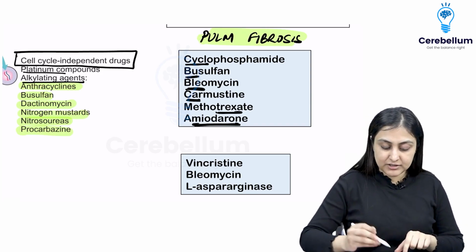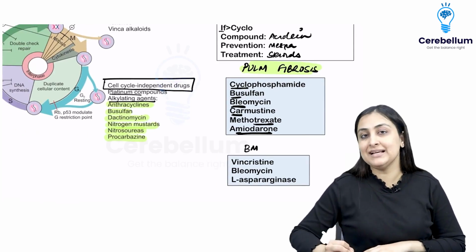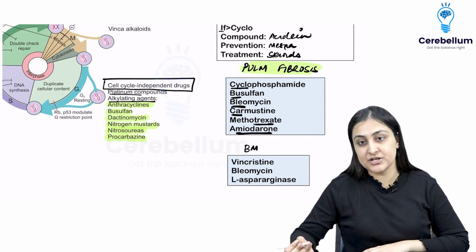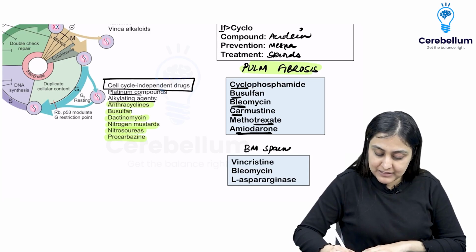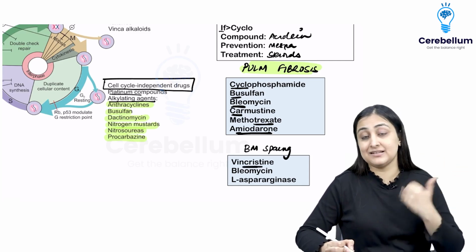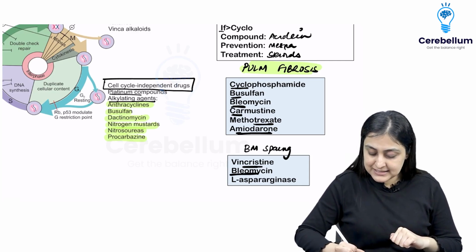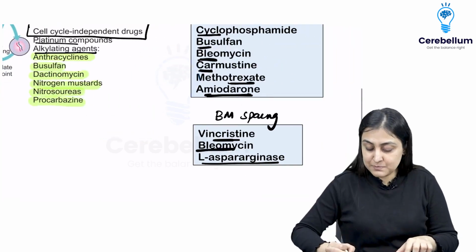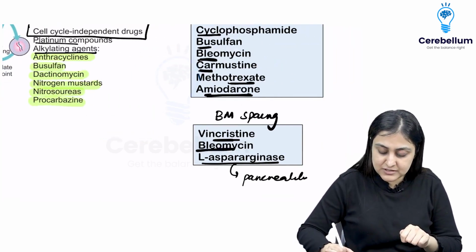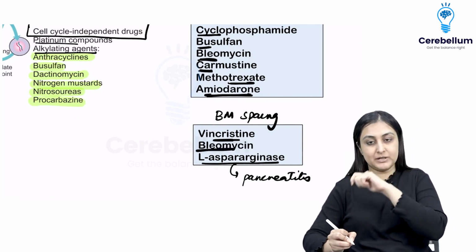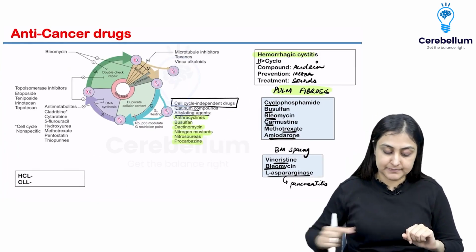Then we have another list here of drugs which spare bone marrow. All anti-cancer drugs are going to have bone marrow suppression, right, because they're blocking cell division, but these are the bone marrow sparing drugs. So vincristine, Christ, yeah, where Christ comes, bone marrow is spared. Bleomycin and L-asparaginase. L-asparaginase, remember, has a very important side effect of pancreatitis. So it spares the bone marrow, but it screws the pancreas, alright, so that's what you want to remember.